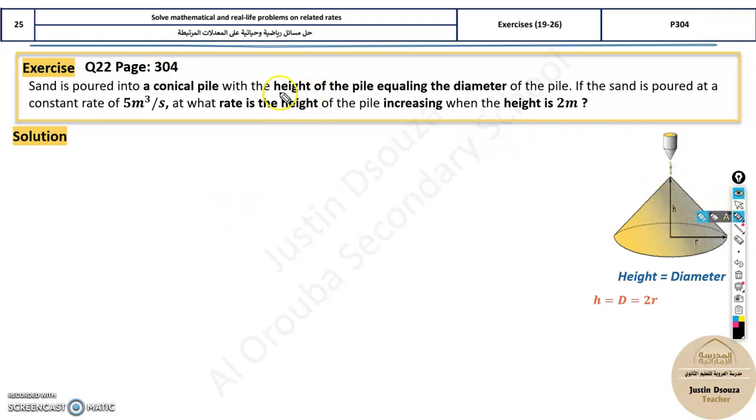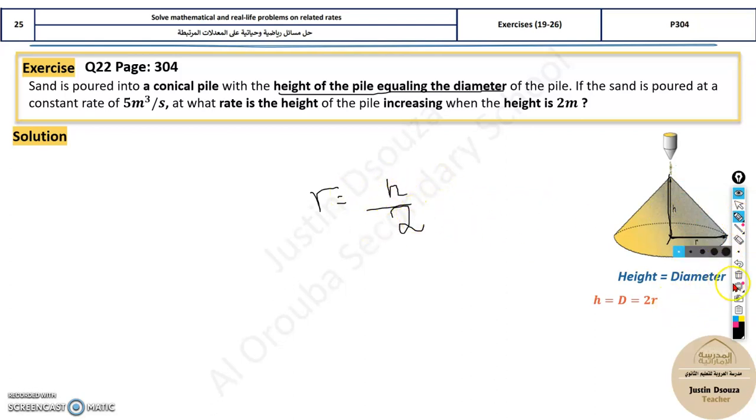This is very important. The height of the pile is equal to the diameter. Now this is a conical pile and sand is being poured, so the volume of the sand keeps on increasing. See, this is the base, this is the radius. The height is the diameter, that is d. We know radius is equal to diameter by 2, or 2 radius is equal to diameter, right? This is given, but it is not d, it is h, because they have told us height is equal to diameter.